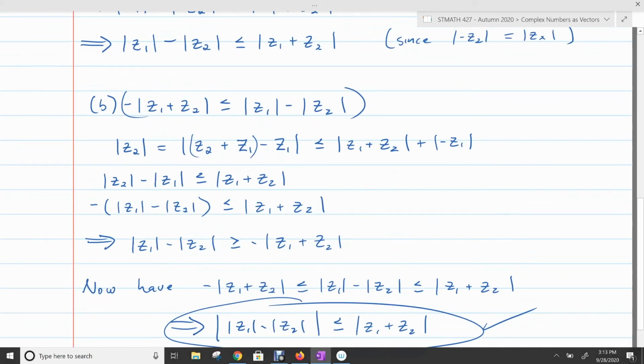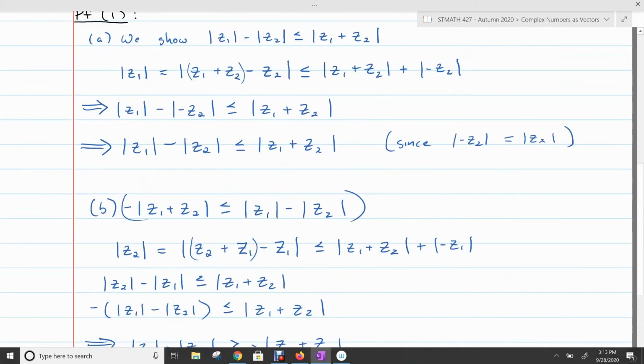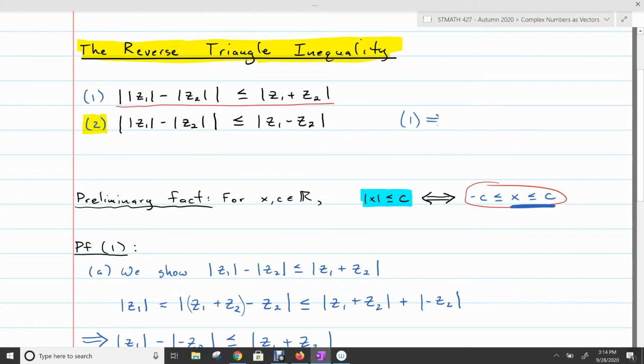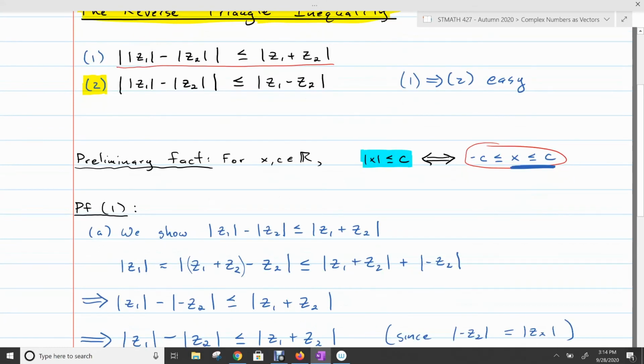And then once you've established part A, or the first part up here at the top that I've got underlined in red, the second part follows immediately just by substituting negative z2 in place of z2 in the first inequality. The negative just goes away on the left-hand side. So 1 implies 2 is easy. So once you've established part 1, getting part 2 is kind of a freebie.